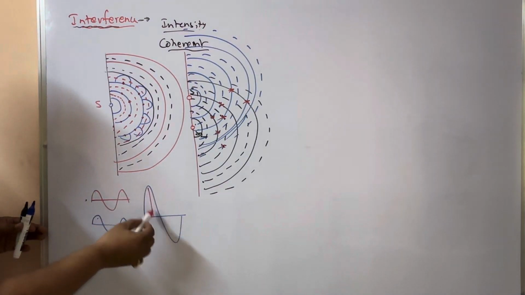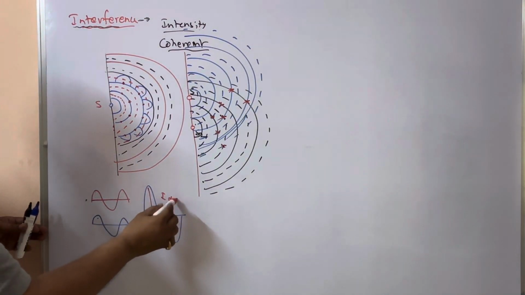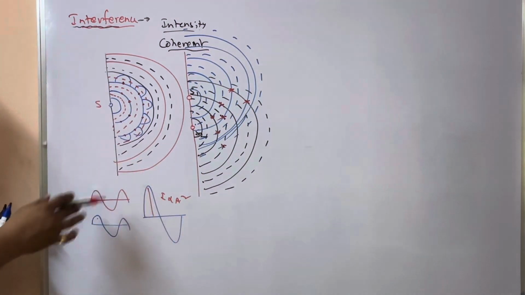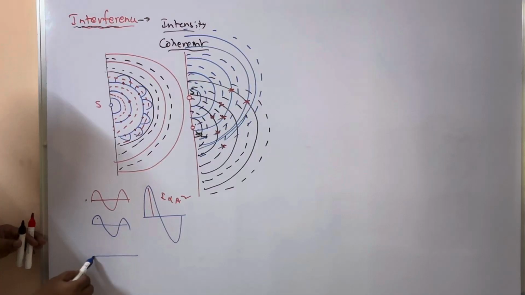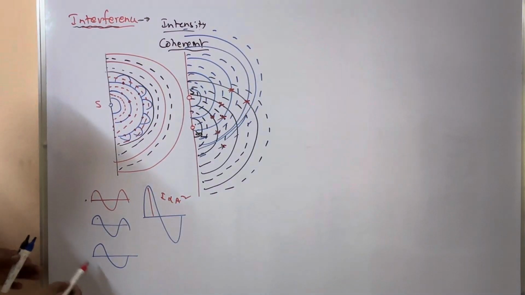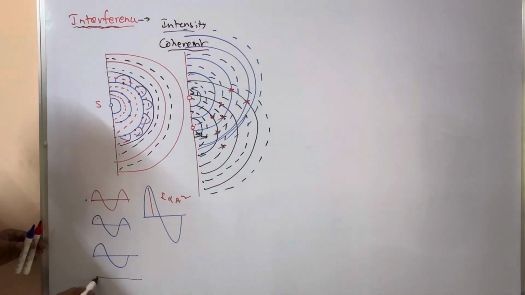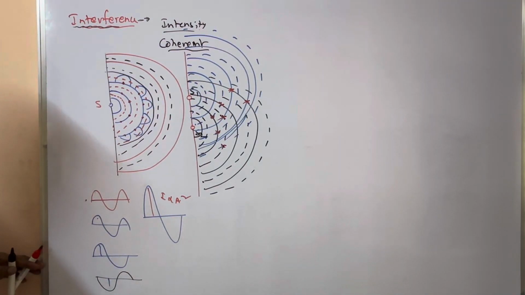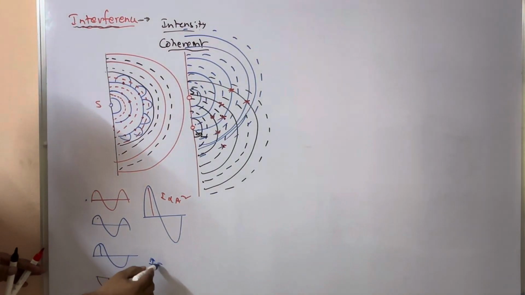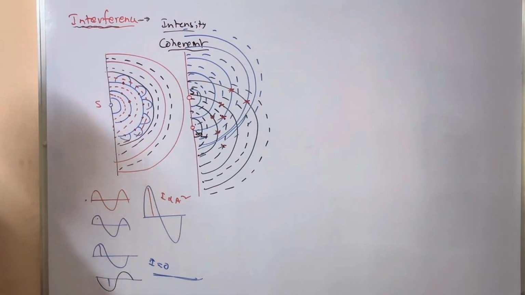So here the amplitude is going to be more. Therefore, since intensity is directly proportional to amplitude squared, the intensity is going to be more. Where crest and trough, thick line and dotted line, are meeting, the intensity is going to become 0. It will be coming like this.